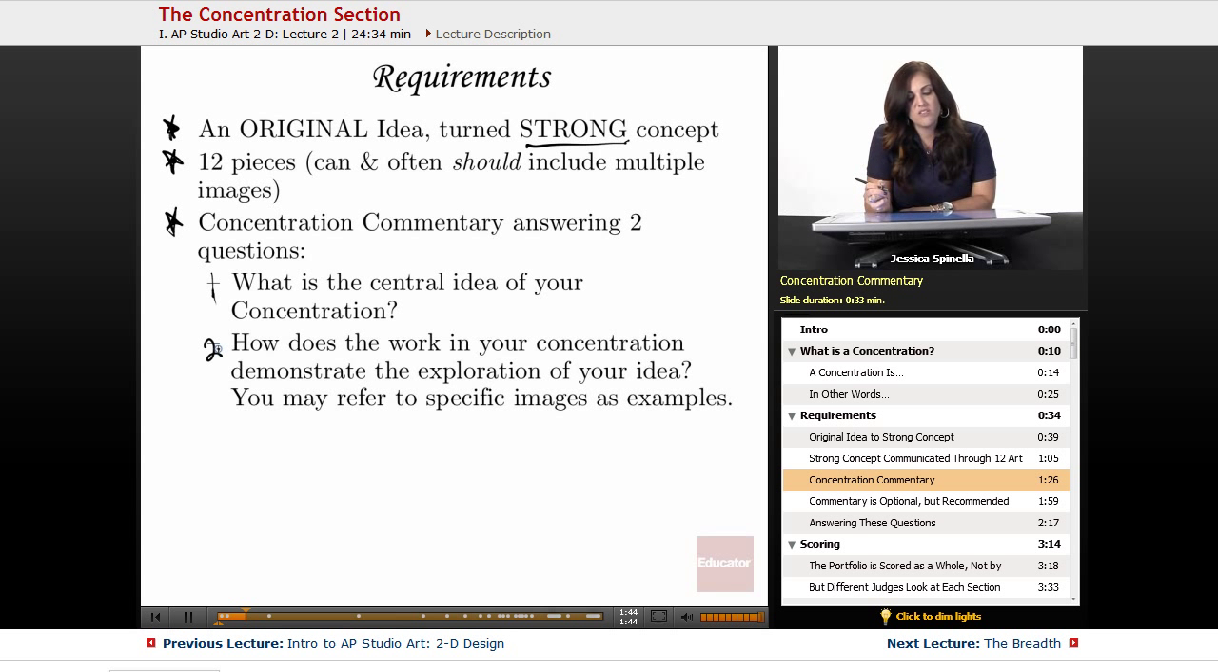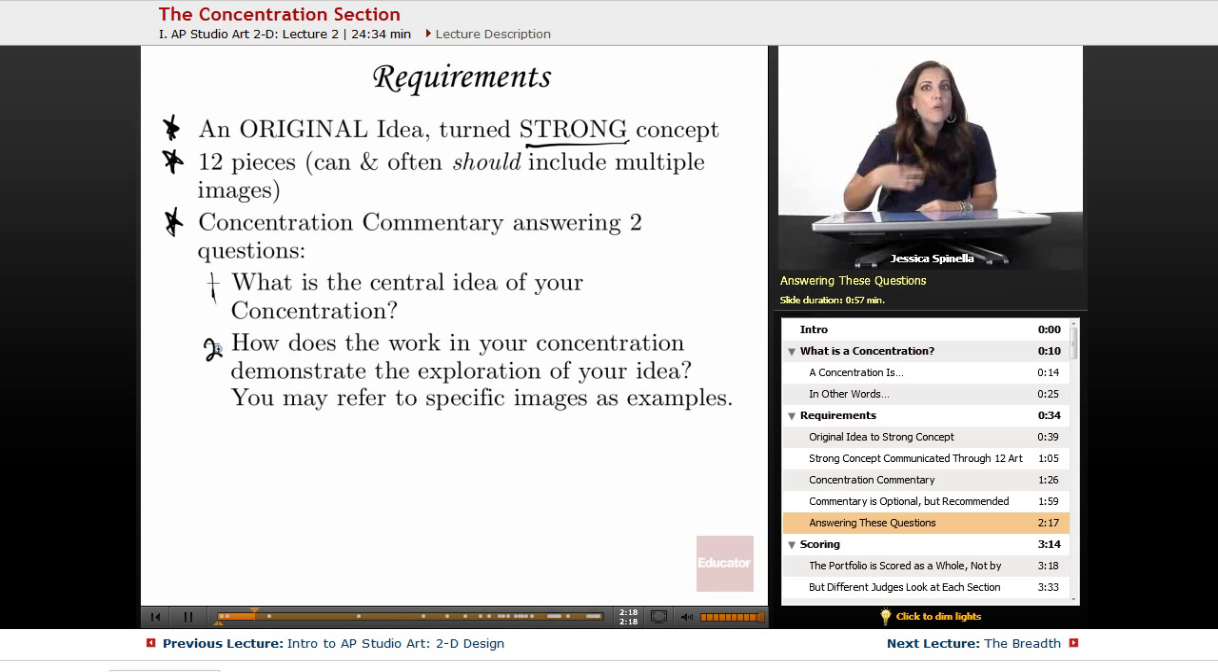You may refer to specific images as examples. Now, at the very end of this course, when you go to submit and start registering on the AP website and turn everything in digitally, there's going to be a section on the website that asks you for your concentration commentary. You will not be scored down if you do not include a concentration commentary, but honestly, it really helps you, because if you don't explain to the judges what your concentration was about, a lot of times they can really misunderstand it. They won't get it, and then you might not get as high a score as if you had included something that told them about what you're doing.